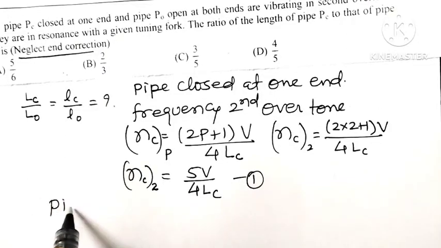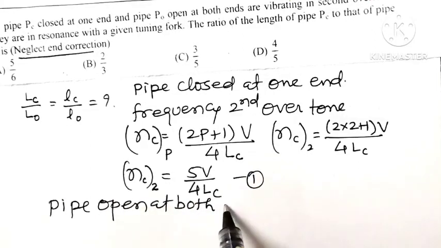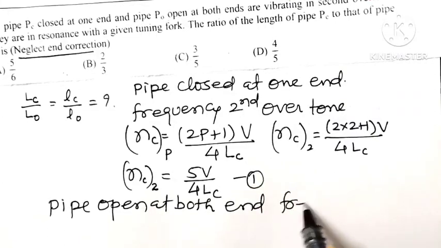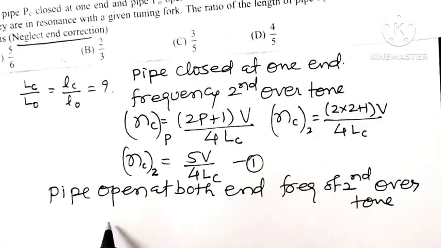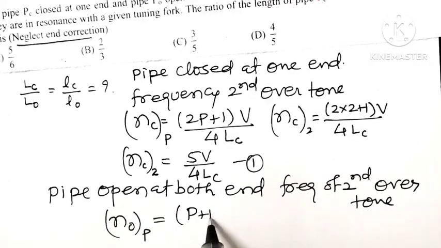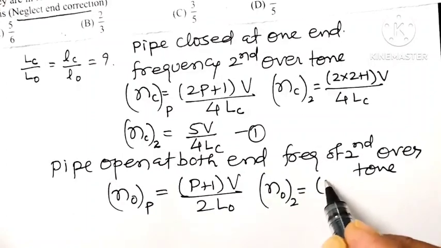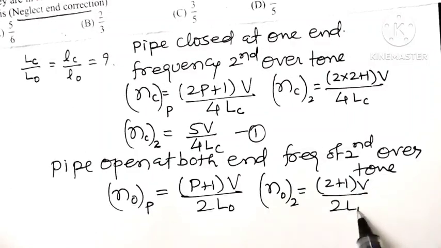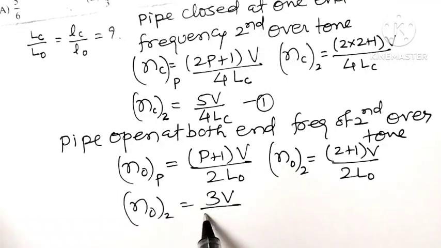Similarly, for a pipe open at both the ends, what is the frequency of the second overtone? The frequency of the pth overtone, NOP, is (P plus 1) into V divided by 2LO. So for the second overtone, the frequency is equal to (2 plus 1) into V by 2LO, or the frequency of the second overtone is equal to 3V divided by 2LO.